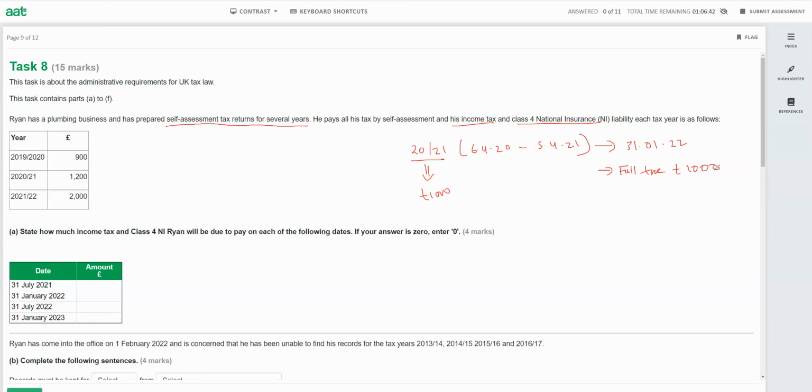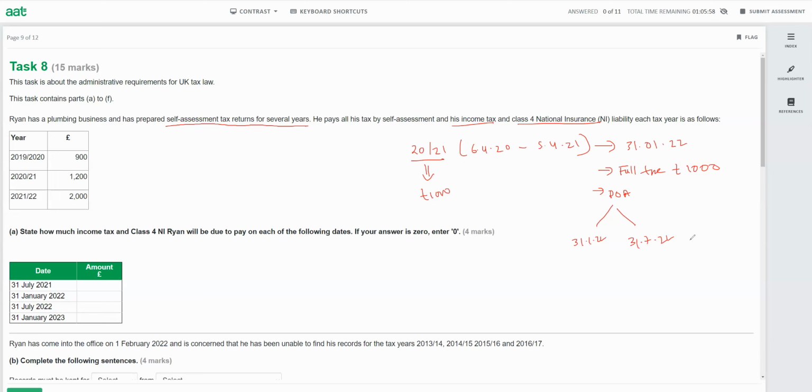The next thing is that I have to pay something called payment on account in advance. We call it POA, payment on account. Payment on account we pay twice. First we pay on the same date, 31st of January 22, and then we pay on 31st of July, after 6 months. What is the payment on account? It means based on my current liability, the current year tax, I need to pay half of it in advance in January and half of it in July.